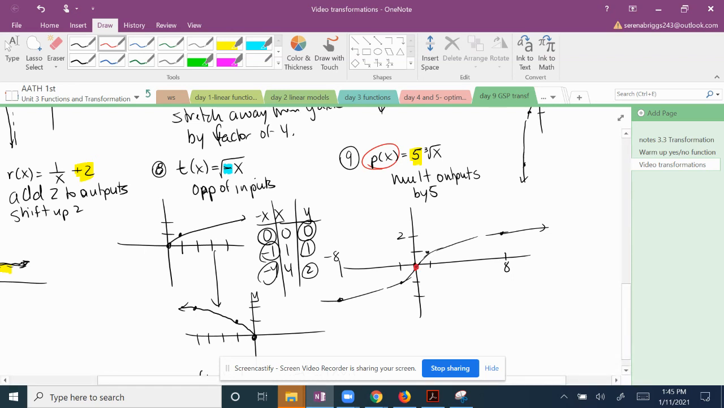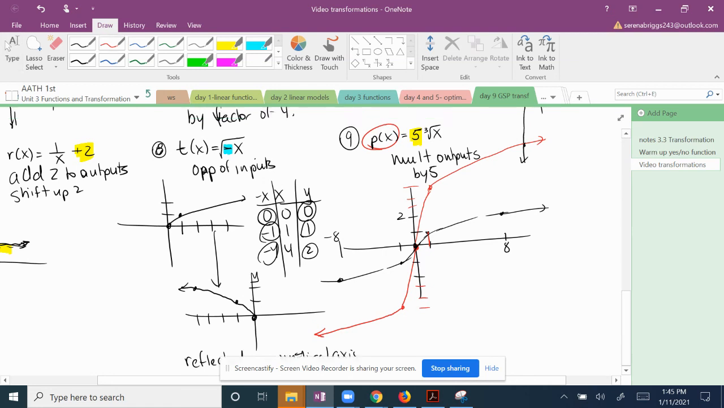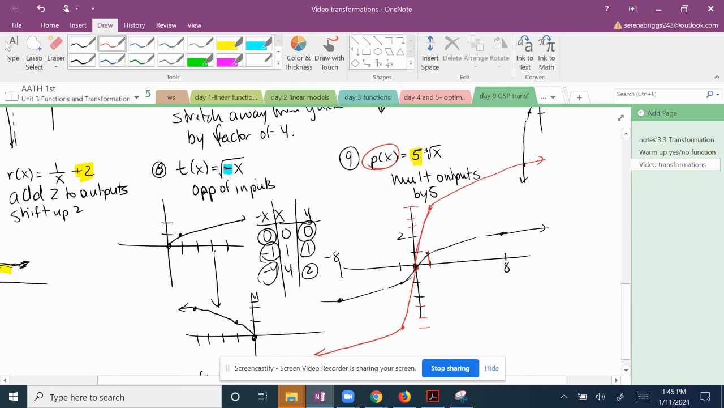0 times 5 is still 0. The output here is 1. I'm going to multiply that by 5. It'll now be up here at 5. 2, 3, 4, 5, way up here. And 8 is going to be way up at 40. And -1 is going to be down at -5. And -8 is going to be way down at -40, which is hard for me to draw. But that red graph would be the graph of 5 times the cube root of x.